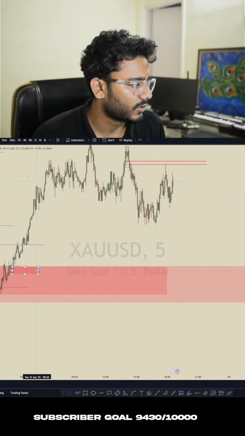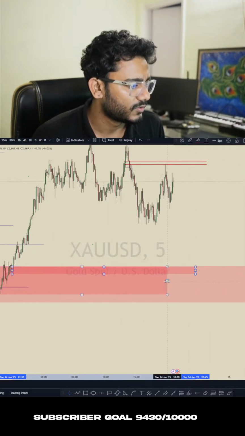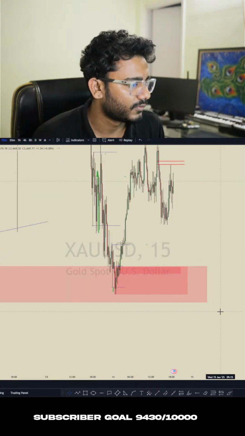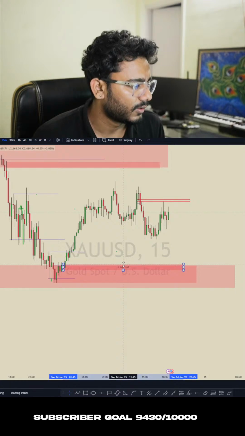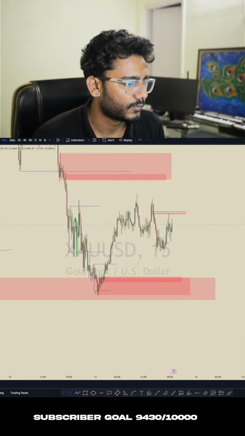So this is the order block and this is the whole zone. I want price to tap at this area and give us a confirmation, so we can enter at this area. I'll increase the height of this order block. Let's see.